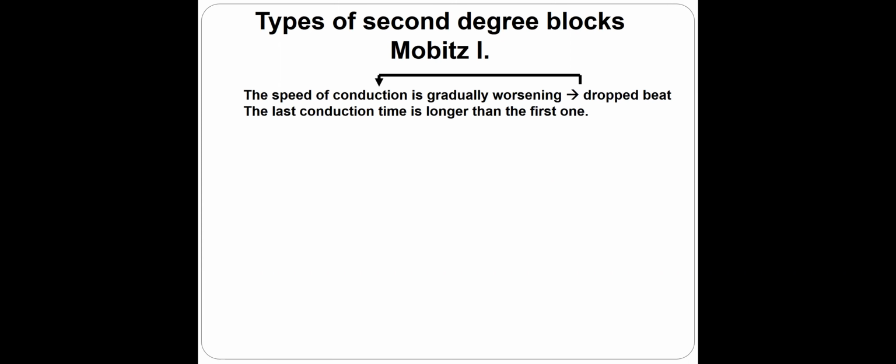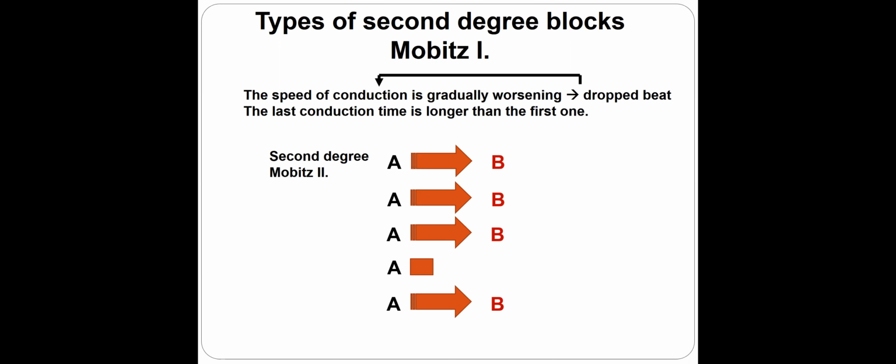So by definition, this you should remember. The last conduction time is longer than the first conduction time. So relatively, the first conduction is faster than the last one, so the interval of the last one is longer than the first one. Let's see. Starting normally, getting slower, slower, and after that we have a dropped beat, and after that we start everything from the beginning. All right? Clear? Yes. Okay.